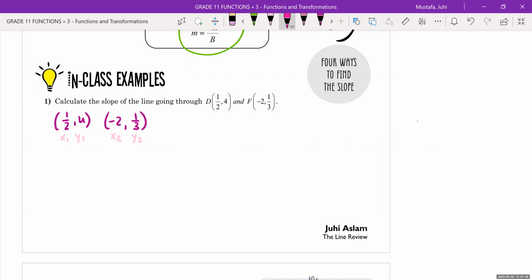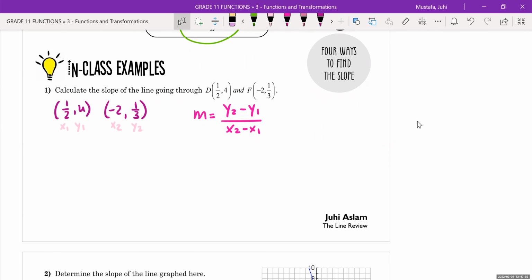Okay, we begin with our formula, which is m is equal to y2 minus y1 over x2 minus x1. And now you're just going to plug in your points, being really, really careful of all the fractions and things like that. So y2, and I picked a really hard example for this one. I mean, you can do easier examples with whole positive numbers, but we're going right into fractions with negatives. So 1 over 3 minus y1 is 4. I'm just going to make it a 4 over 1.